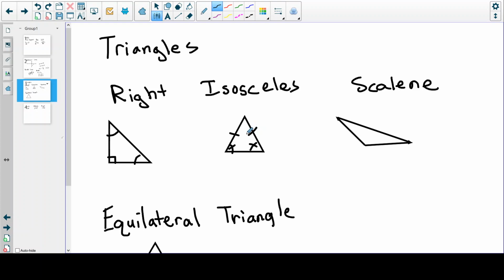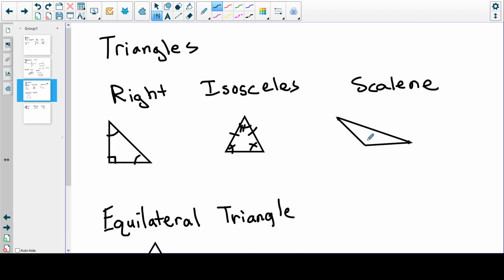Now, the key thing is that at least the two angles that are the same are always going to be acute. You can have an obtuse angle. This can be an obtuse angle. But these two angles are going to be acute, and the two legs are the same.